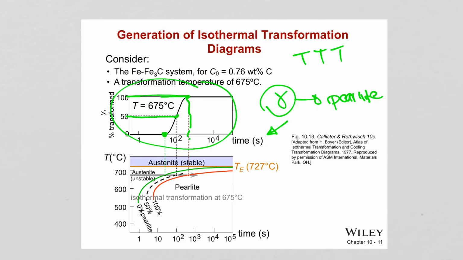And when they collect data for all different temperatures, they can now build TTT diagrams, as you are seeing in the bottom here. Okay, so what does this show? As you can see, on the y-axis we have temperature, and on the x-axis we have time. So it gives you information about how much time is required to achieve a certain transformation at a given temperature.